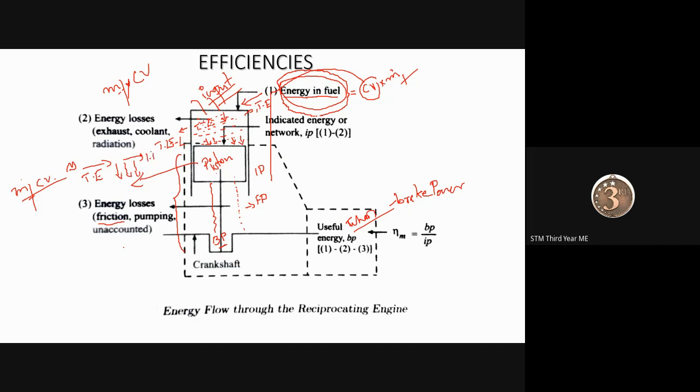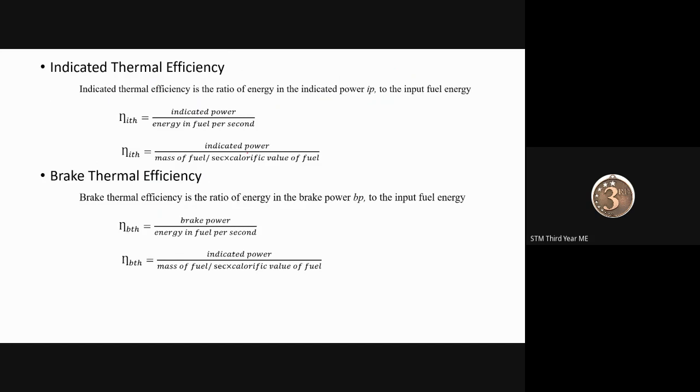Obtaining what? Mechanical indicated energy. Yeah, tell me. Indicated power, right? Yes, sir. Okay, so here, comparing and discussing the indicated power, we can define the indicated thermal efficiency as the ratio of the energy in the indicated power to the input fuel energy. Do you understand?